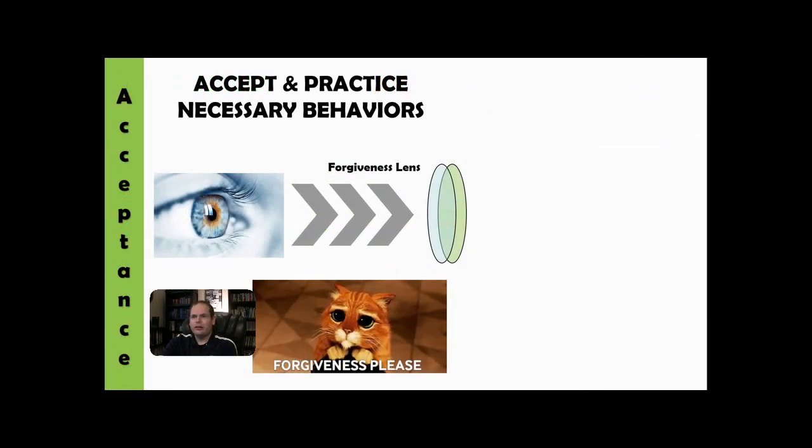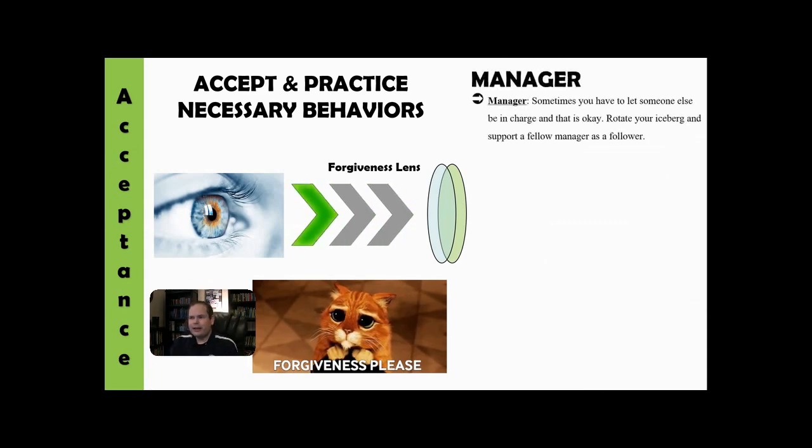So let's take a look at our accept, practice, forgiveness lens. As a manager, in order to accept and forgive other managers, it's actually pretty simple. Like I said before, they just have to decide who's in charge. Let someone else be in charge and rotate that iceberg. They'll always agree with their instructional style in the classroom. That's not a problem. Managers love that style. But when they're on a team with another manager, they need to learn to rotate.